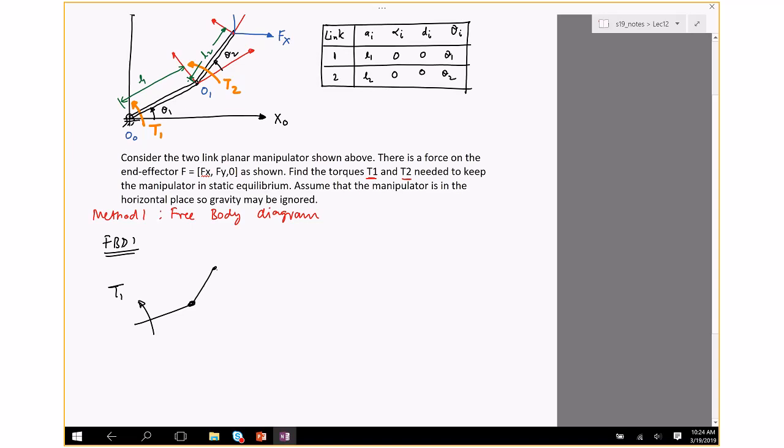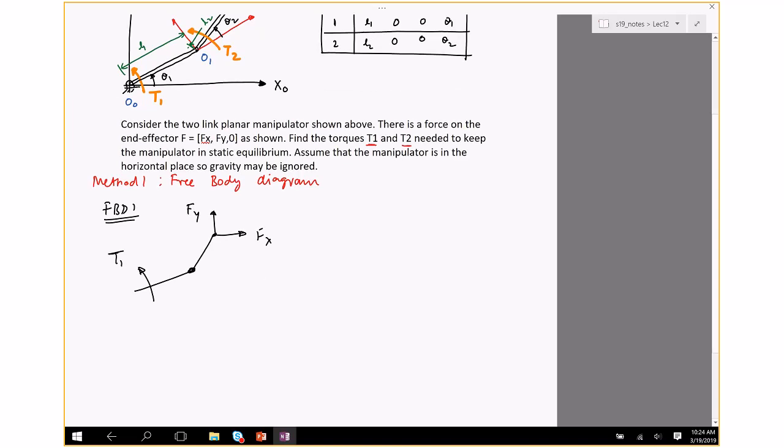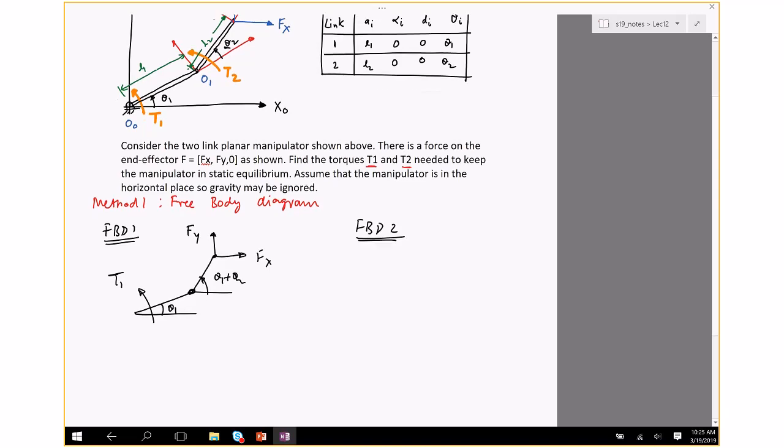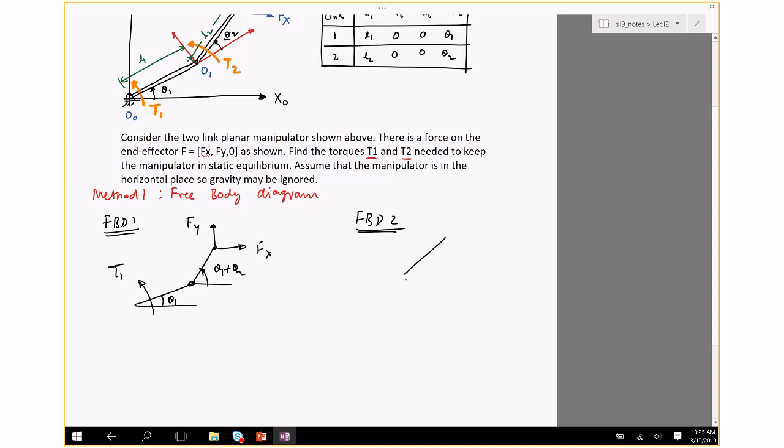T1 will act here, Fx, Fy, and this angle is theta 1, and since that angle is theta 2, the angle made by the second link with the horizontal is going to be the sum theta 1 plus theta 2. Then you'll draw another free body diagram, the second free body diagram only for link 2, that has a force T2 and Fx, Fy, and this angle is theta 1 plus theta 2. This length is L1, L2, L2.